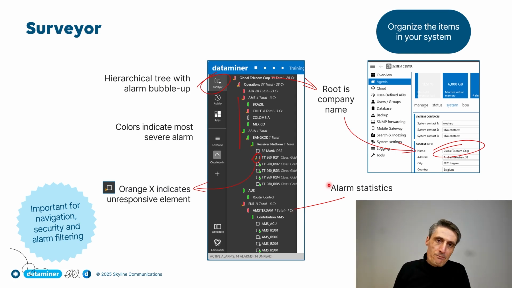The whole tree structure that you build is very important for navigating and finding your way around, of course, but also for security reasons, because I can easily say in the security, oh, this team only needs access to Europe and not US, or the other way around, or maybe read-only access to Europe and read-write access to USA.